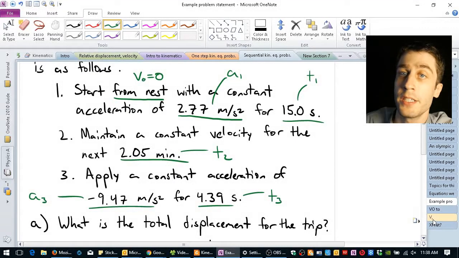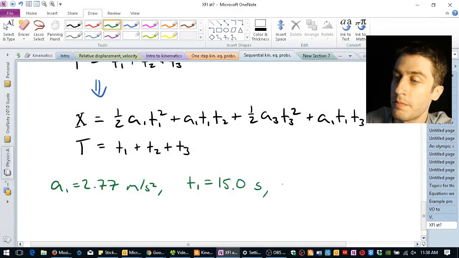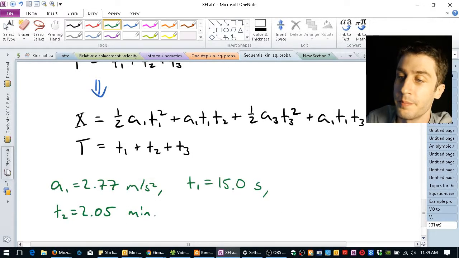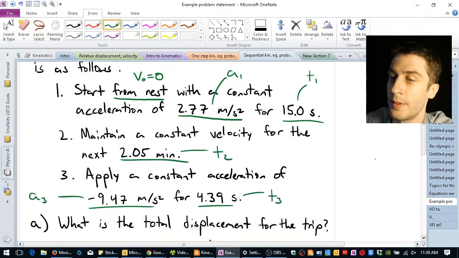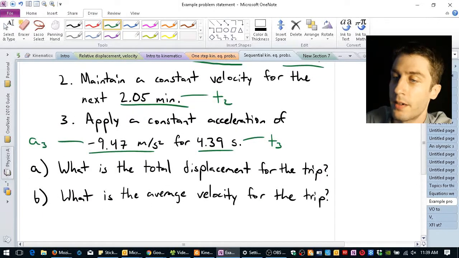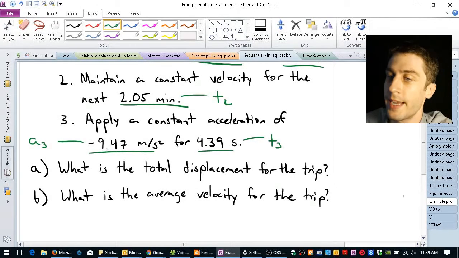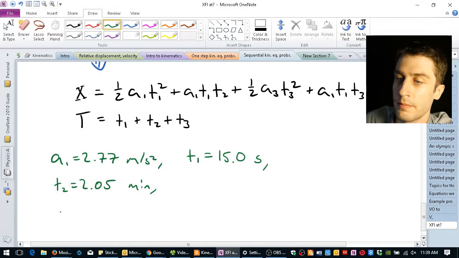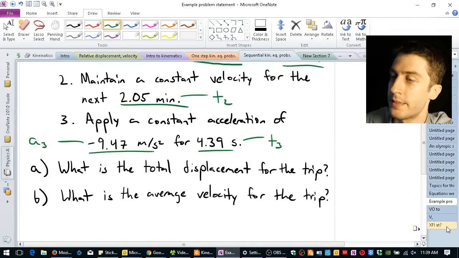It maintained a constant velocity for T2 equals 2.05 minutes. This is why you want your units in there, because I gave it to you in minutes, so we're gonna have to use a little bit of unit conversion. And then in the third time interval, we have A3 equals negative 9.47 meters per second squared, and T3 equals 4.39 seconds.